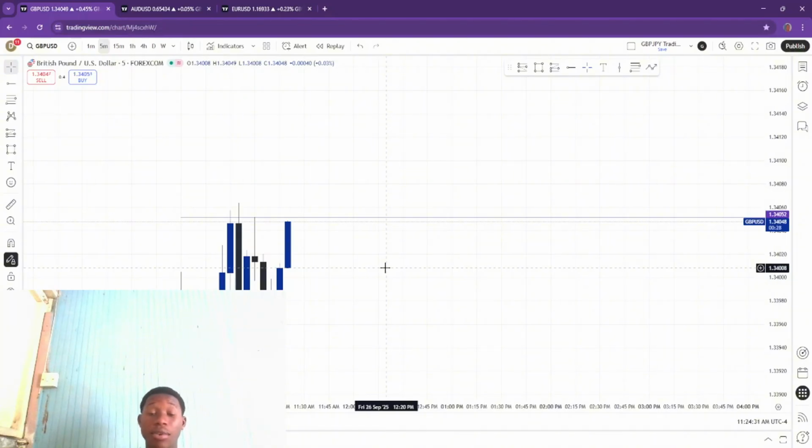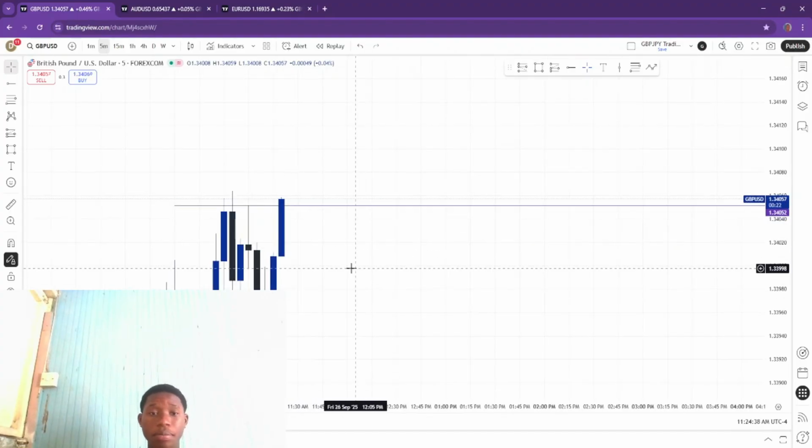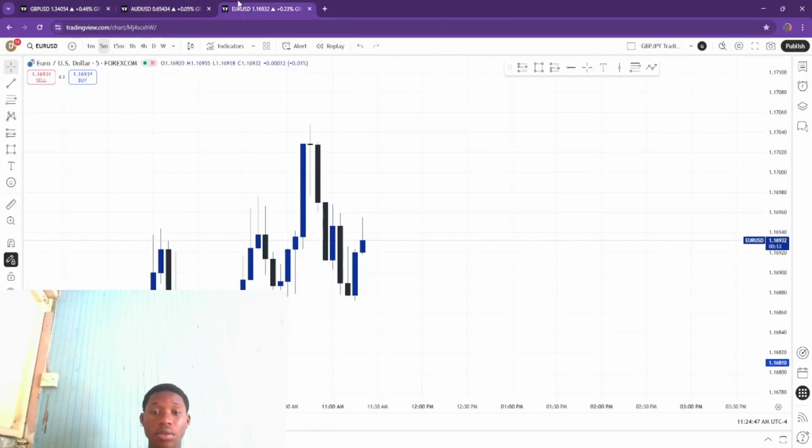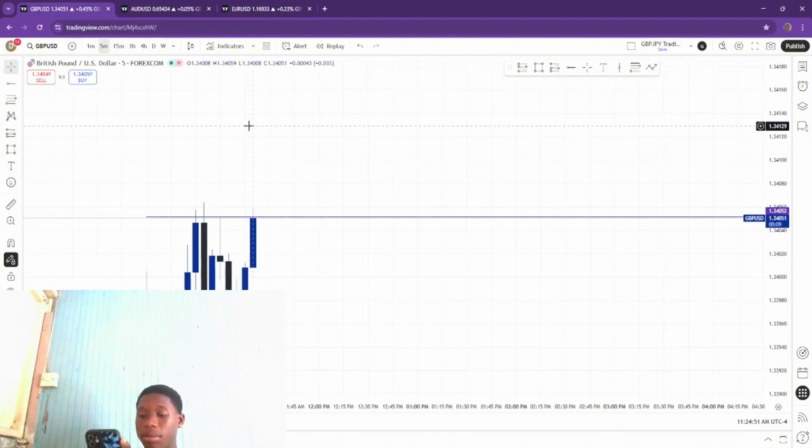Oh wow, we seen some nice action on GBP USD. Wow, wow. Pull out my phone. Let's see what AUD looking like, Euro USD looking like. Okay, seeing some action on GBP USD.